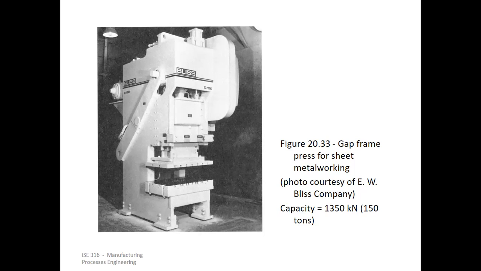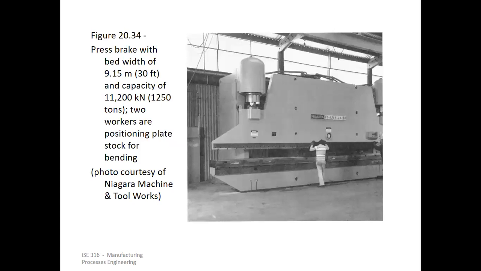Here is a press brake with a bed width of 9.15 meters. It depends on whether there are multiple dies or die and punch setups, right? So in one stroke, you are able to form different components at different spots, right? Or it could be that you may have a long piece, so it could even be designed so that it can have that configuration.